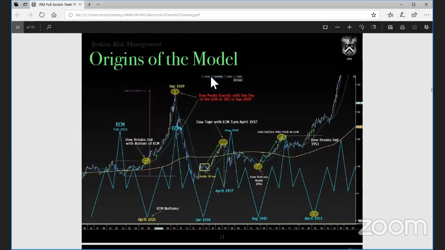I do want to talk about 1929. This was pretty cool. You can go back and I looked at the data, and this was the Dow during the Roaring 20s. And if you look closely, this is the rhythm to how these markets and these cycles play out. So the breakout happened on this bottom with the ECM, called the economic confidence model. That's the business cycle. And then we rallied for 4 years, peaked pretty much. The Dow peaks exactly with the top of the ECM at 381 in September of 1929. I mean, that's just amazing, guys.